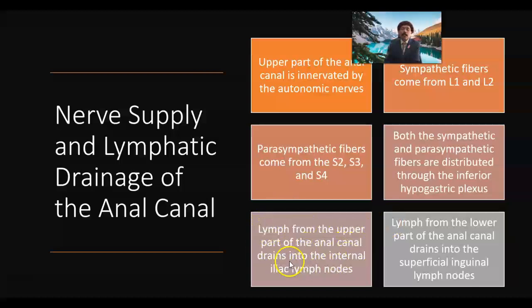Lymph from the upper part of the anal canal drains into the internal iliac lymph nodes. Lymph from the lower part of the anal canal drains into the superficial inguinal lymph nodes.